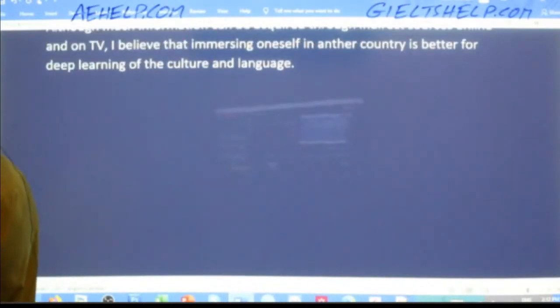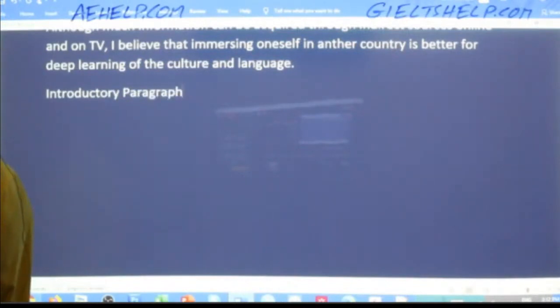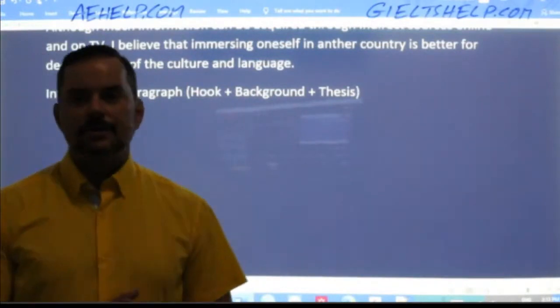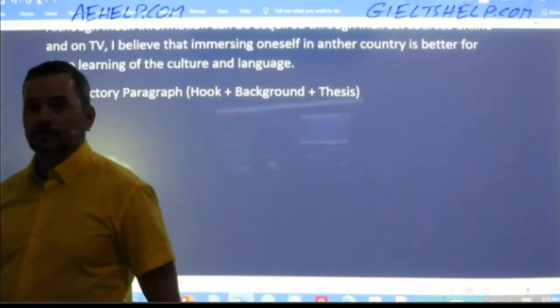And let's start our introductory paragraph. The introductory paragraph should have 3 parts: hook plus background plus thesis, which we already have. Okay? You should have your thesis before your hook and background. Okay, here we go.